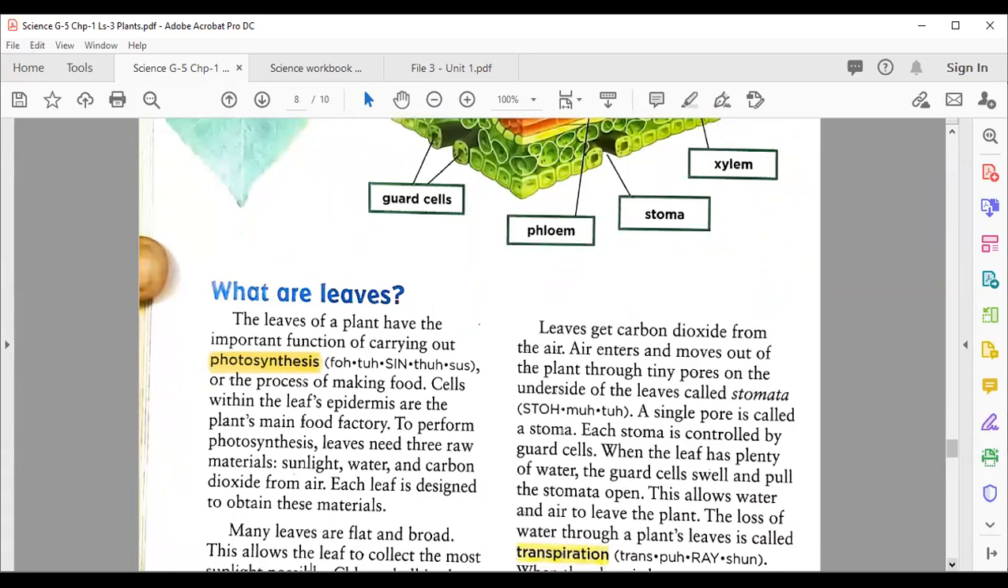Leaves get carbon dioxide from the air. Air enters and moves out of the plant through tiny pores on the underside of the leaf called stomata. You know very well about stomata. A single pore is called a stoma. If there are more, we call them stomata. But if it is single, we call it a stoma. Each stoma is controlled by guard cells.